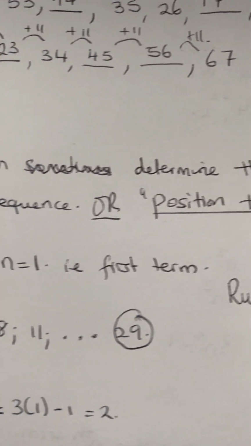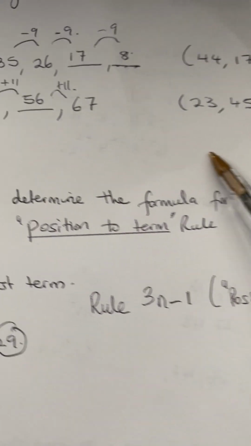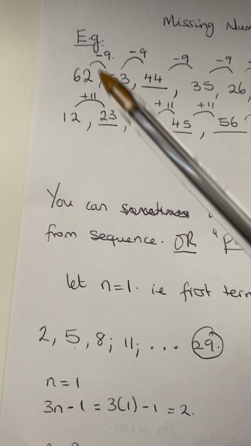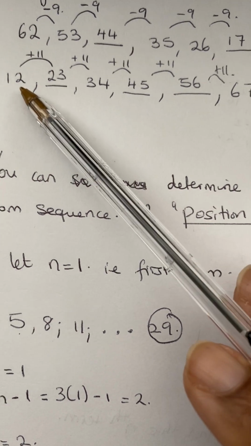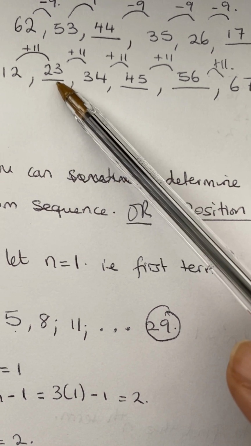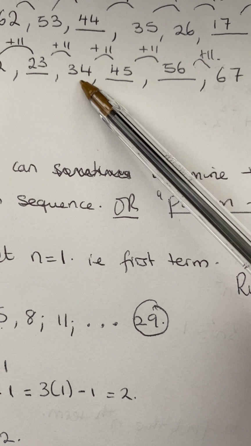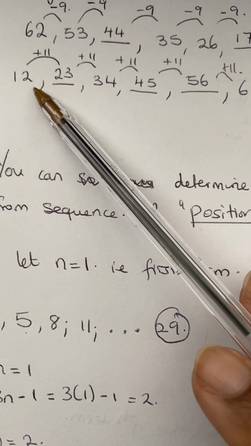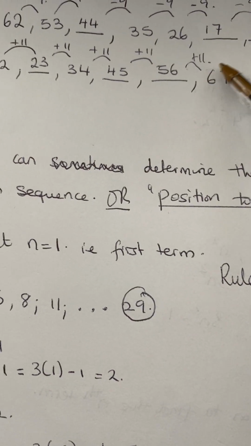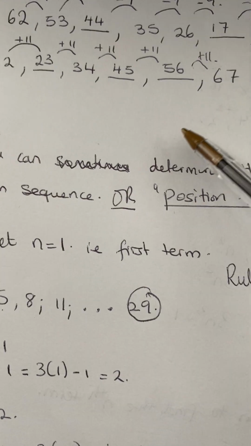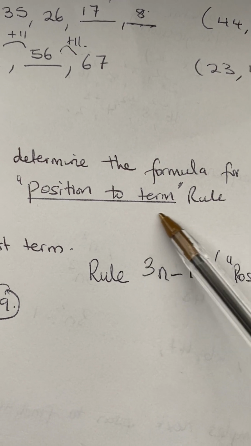You can determine the formula for any term. We are going to get to that. So for instance, this is the first term, the second term. Here n equals 1. Second term, n will be equal to 2. Third term, n will be equal to 3. If I'm going to use their position, like n equals 1, to find the rule or the pattern of a sequence, that will be called the position to term rule.